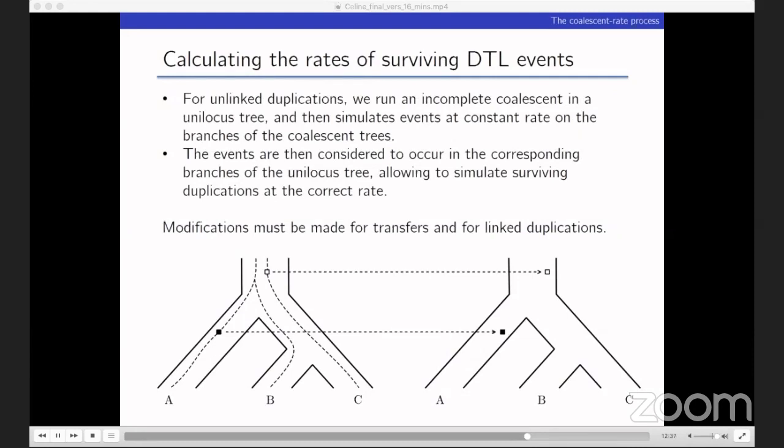The probability that such a duplication is observed is proportional to the expected number of lineages at the time of the duplication under the multispecies coalescent. It is very difficult to obtain a closed formula for this number, but there is a simple way to simulate at the correct rate.